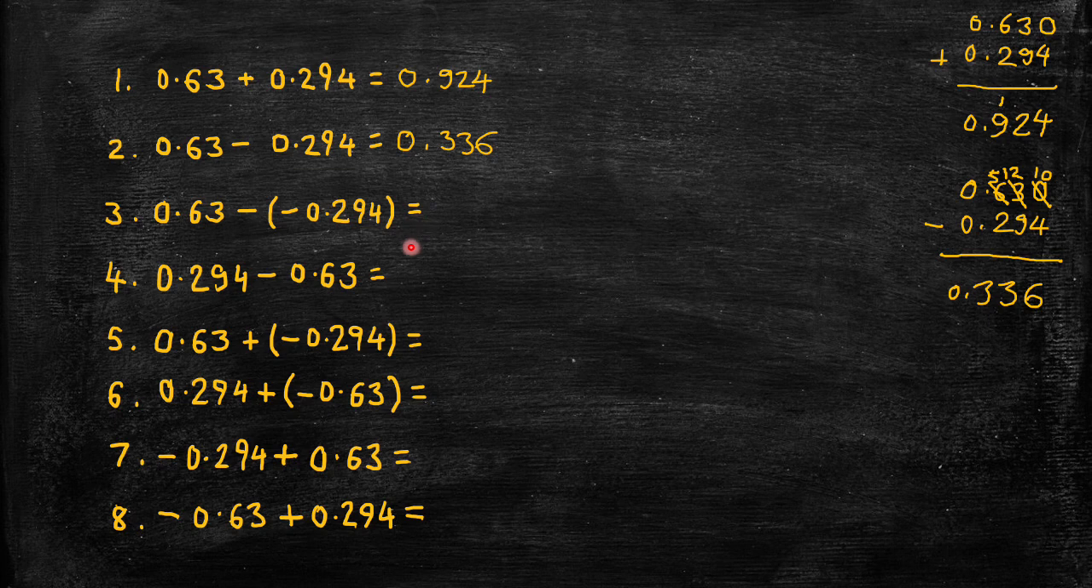Well, if I'm subtracting a negative number, I get the same answer as if I add the positive of that number. So in other words, I could rewrite this as 0.63 plus 0.294. And we've already done that because we did that up here, and so we know the answer is 0.924.